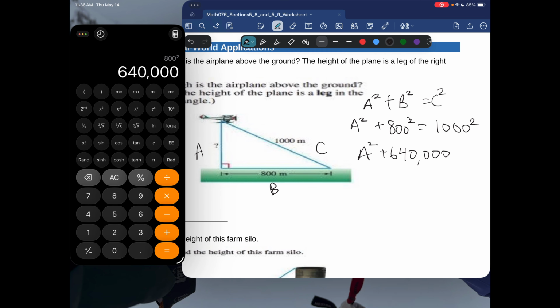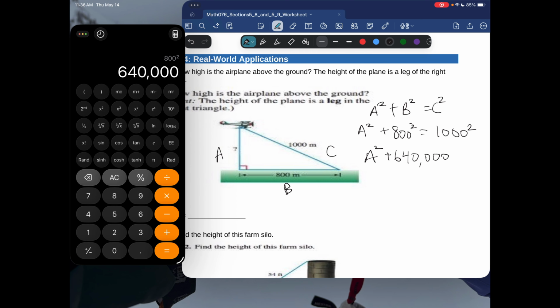Okay, I'm just copying that, and then equals, oh no, I'm running out of room. Okay, I gotta do something here because I'm running out of room. What am I going to do? Let's write it down below. a squared plus 640,000 equals 1,000 squared. Get 1 million.